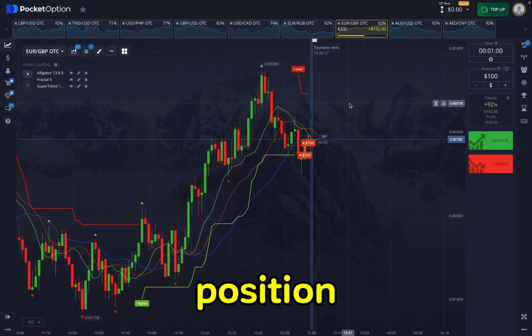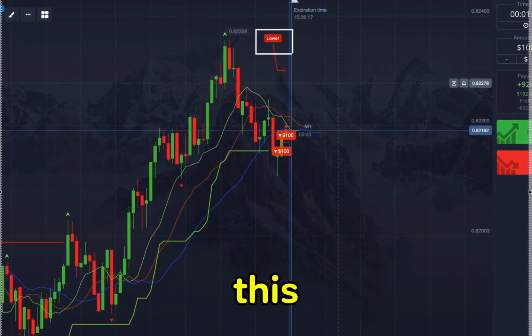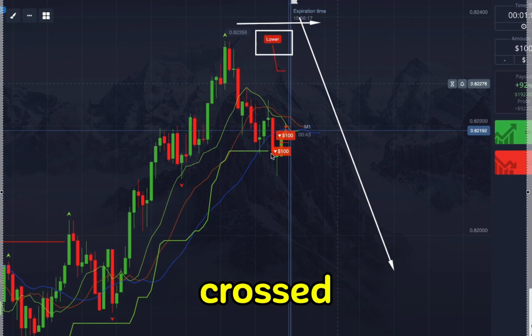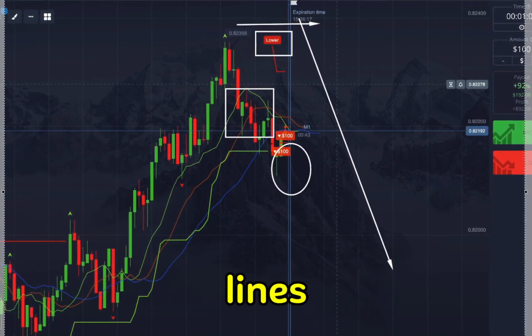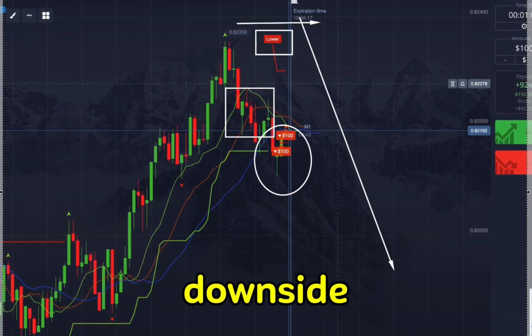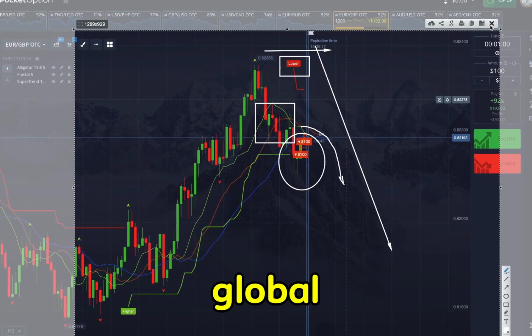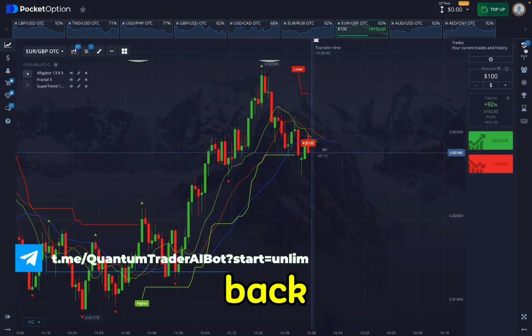In general, we have a position on the super trend began to show the emergence of downward momentum. This is the first point that we have to take into account. The movement has crossed the moving lines. Now the movement is below all the moving lines. So this is the second signal to open downside trades. Earlier, we also had an update of the structural global high. So I decided to open a downside trade. I think the pullback should continue.